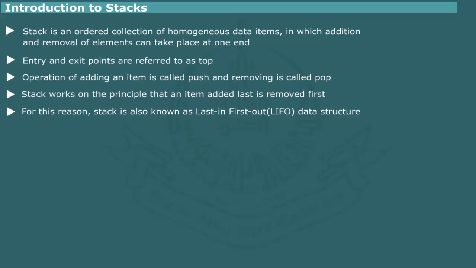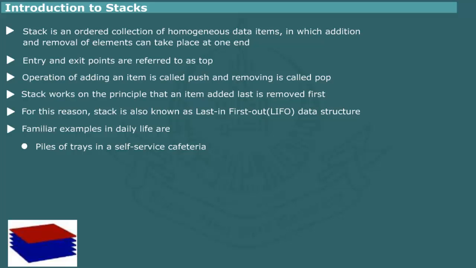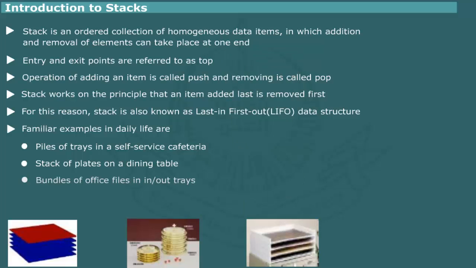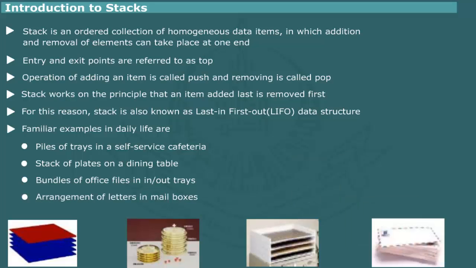A stack has analogy with some special arrangements of certain objects used in our daily life. Familiar examples are piles of trays in a self-service cafeteria, stack of plates on a dining table, bundles of office files in in-out trays, and arrangements of letters in mailboxes. In each case, the object at top is accessed first by any user. It does not make sense to pull out an object from the middle or bottom of the pile.